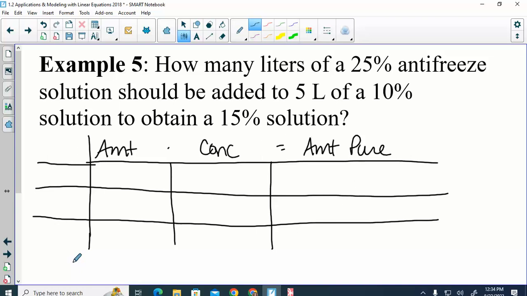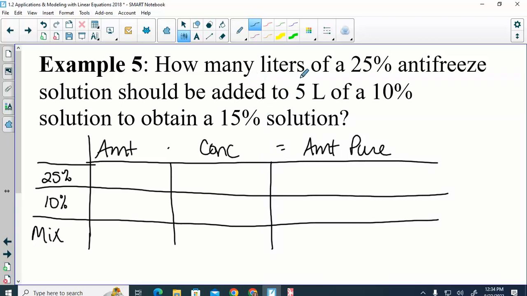See if we did the table correctly. So I told you, these labels on the side, it's kind of up to you, there's nothing specific. You can call it the 25%, the 10%, and the mix, or first, second, and total, whatever you want, as long as you are labeling, because that's defining our variables here.